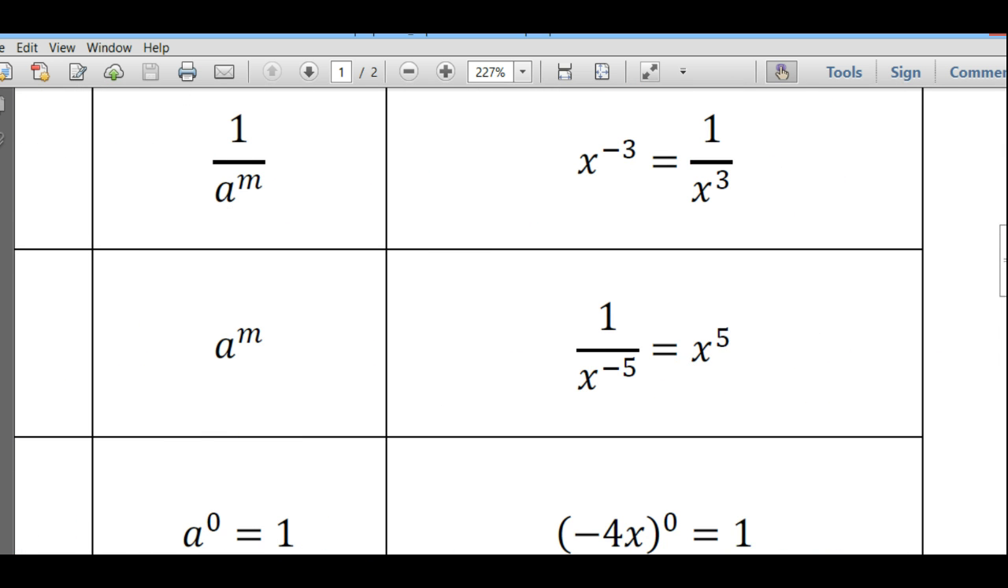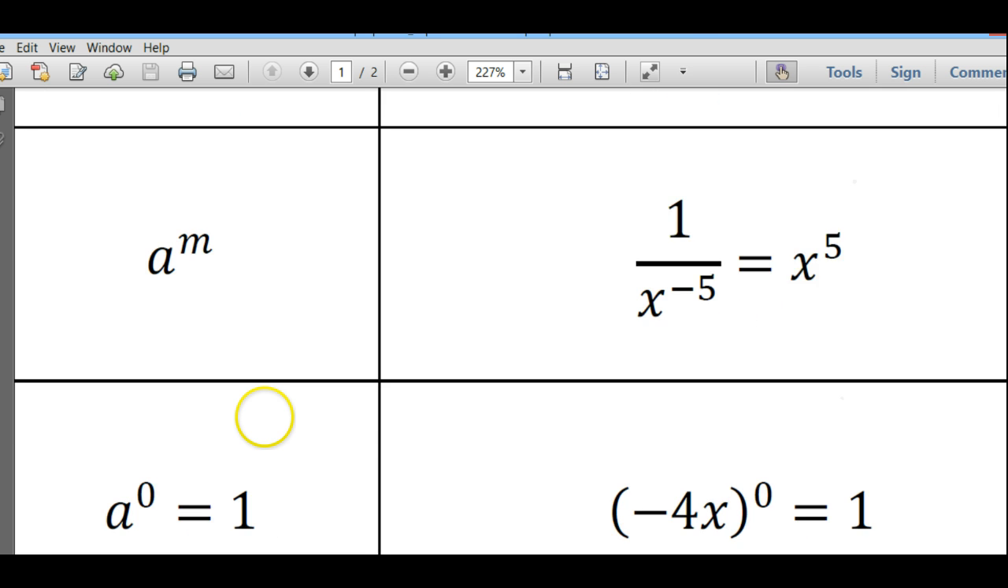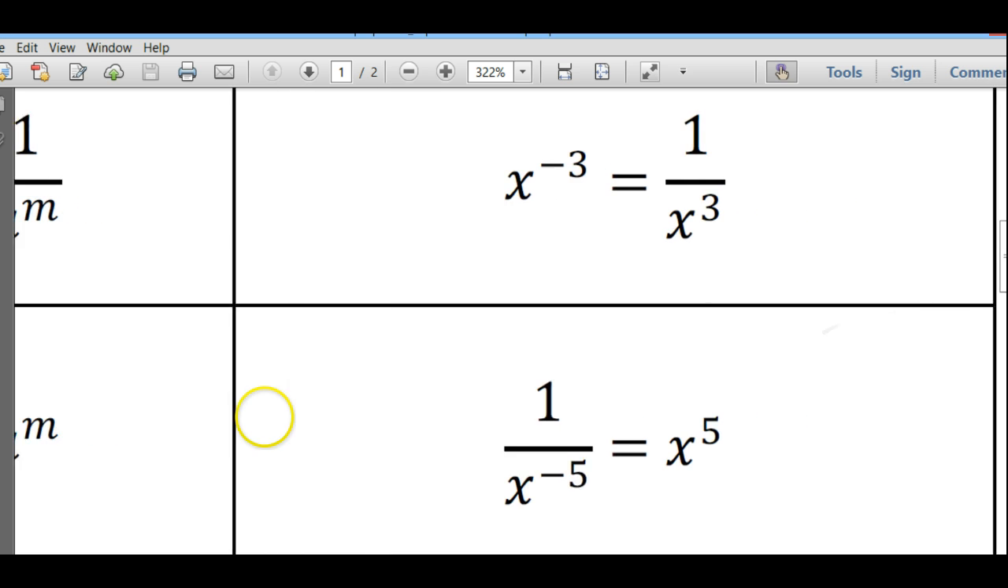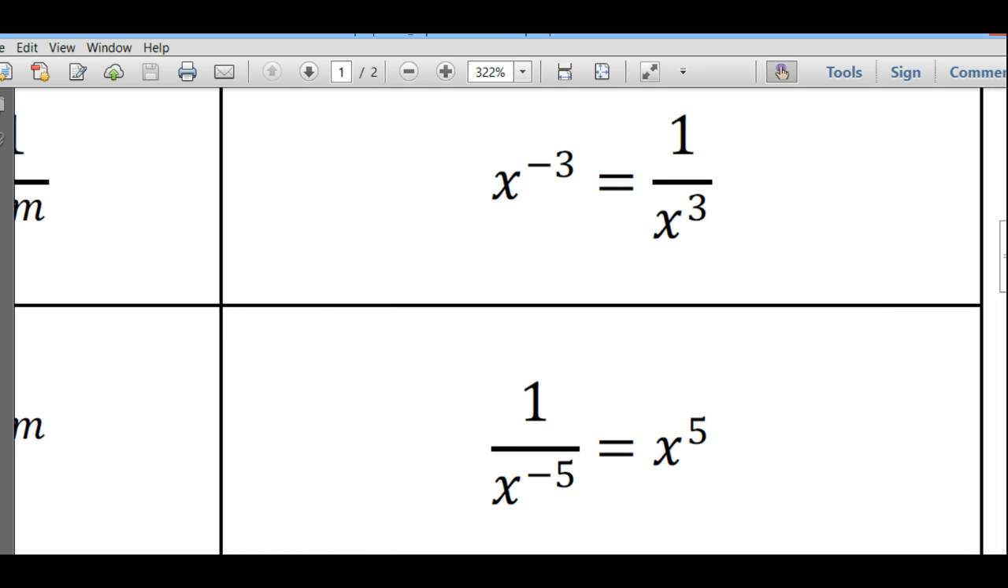The examples given in our notes are x raised to the negative 3rd power. In this case, this is on the top portion of our fraction. Because of the negative, we know it's in the wrong spot, so we bring it to the bottom of the fraction, and once it's in the right spot, the negative goes away. So x raised to the negative 3rd power is the same thing as saying 1 over x to the 3rd.